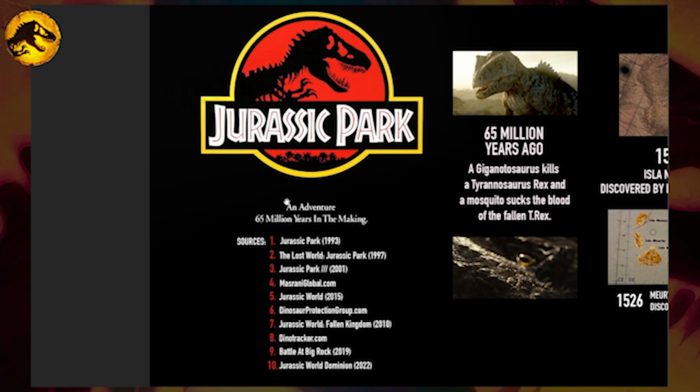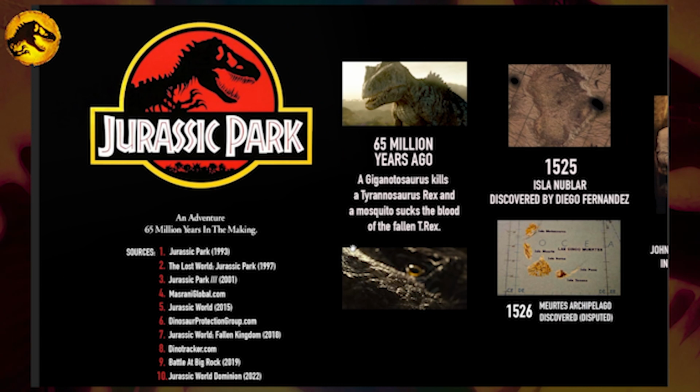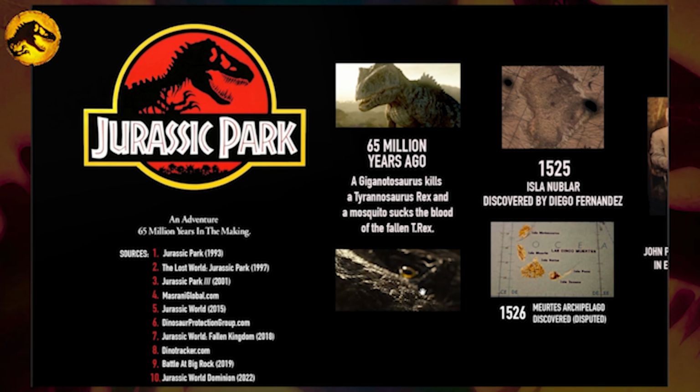And as the tagline of the first film says, an adventure 65 million years in the making. How true that is, because we begin 65 million years ago, where we see, thanks to the opening of Jurassic World Dominion, a Giganotosaurus killing a Tyrannosaurus Rex, and we see a mosquito suck the blood of that fallen T-Rex, and obviously this T-Rex will come into play later on. But we begin, yes, way back in the day when the dinosaurs ruled the Earth.